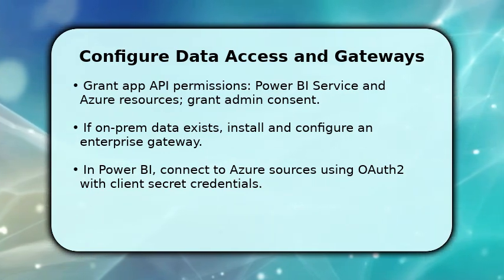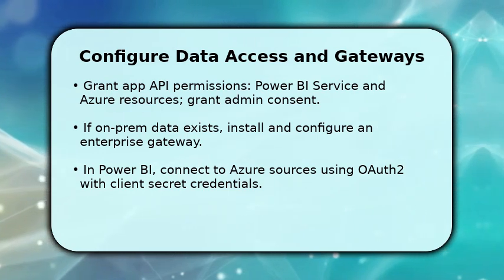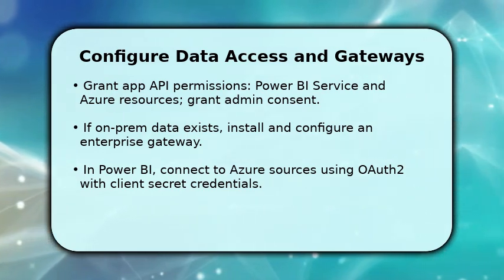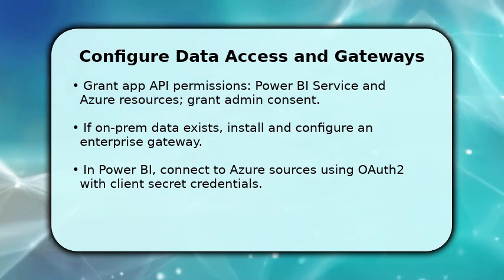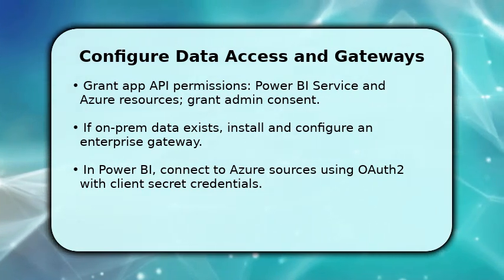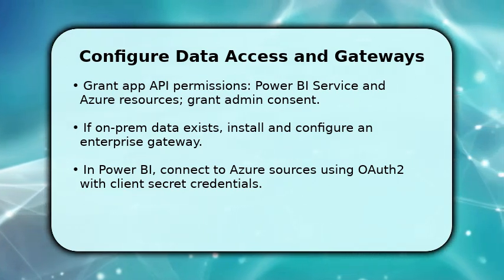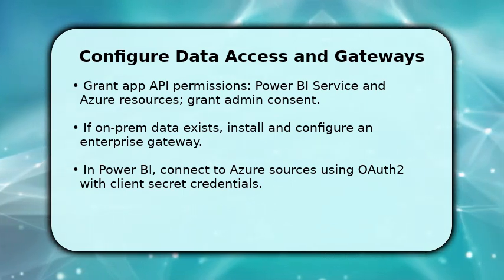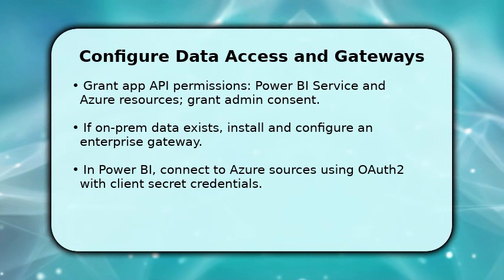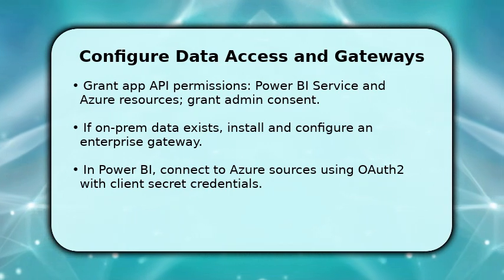In Azure AD, assign API permissions for Power BI service and any Azure data sources, then grant admin consent so tokens will be issued. If you need on-premises sources, install an enterprise gateway and register it to your Power BI tenant. In Power BI desktop or service, choose the Azure connector, pick OAuth 2, and enter the client ID, tenant ID, and client secret. This lets Power BI request data securely from Azure resources.